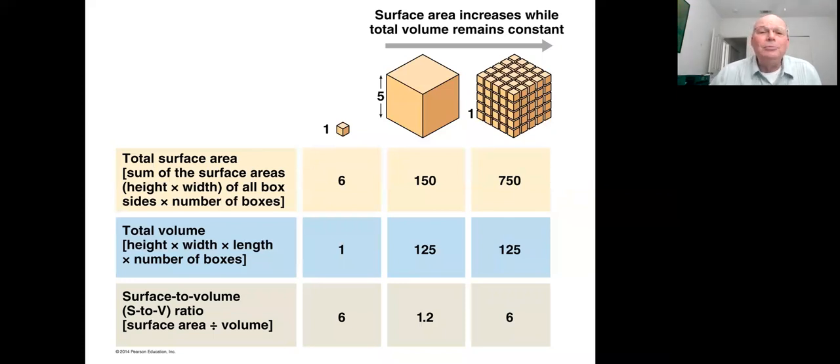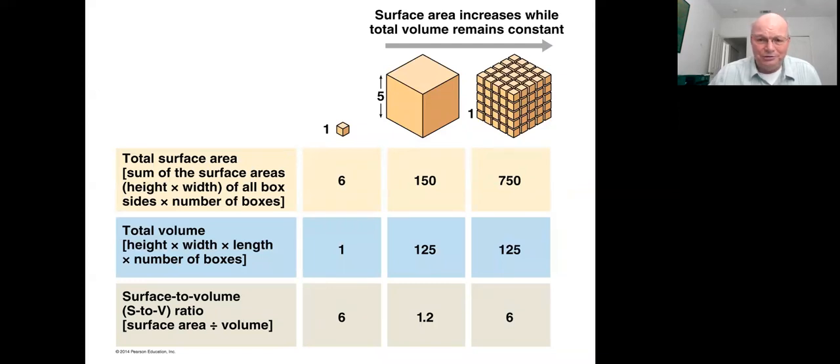The volume is still length by breadth by height. So that would be 5 times 5 times 5. So 5 5s are 25. 5 times 25 is 125. And when you do the math now, the surface area to volume is 150 divided by 125, and that's 1.2. So the surface area to volume ratio has gone down as the cube gets bigger.